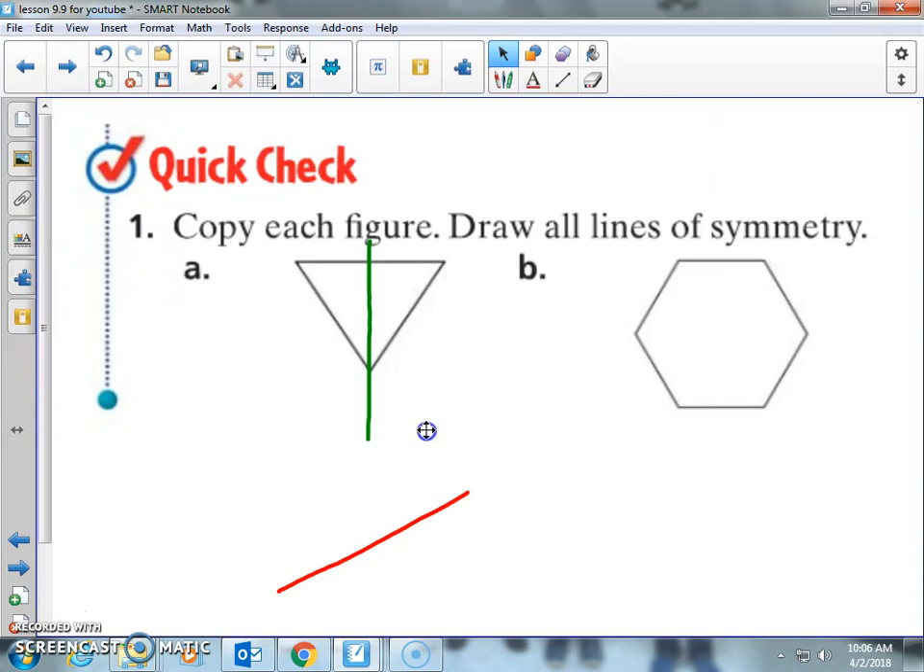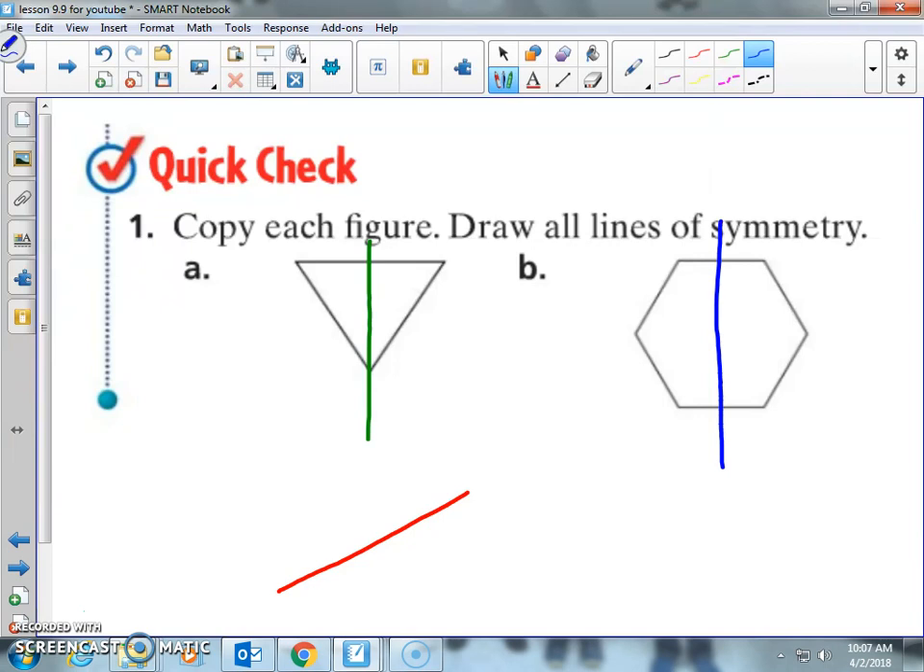Now, in letter B, this hexagon is a regular hexagon. Regular means all sides are the same length and all angles are the same. So that's kind of a clue for you. If a polygon or a shape is regular, all the sides are the same and all the angles are the same, then the number of lines of symmetry will match up with the number of sides it has. So since this is a regular hexagon, it has 6 sides that are the same, there's going to be 6 lines of symmetry. Here's one of them.